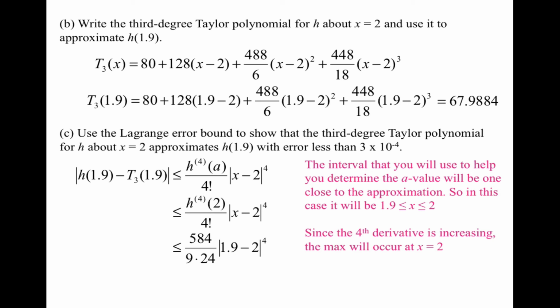And that means I need my fourth derivative at 2 over 9 times 24. I just took out the 4 factorial so I can simplify it more easily. And then after simplifying, I get 2.7 times 10 to the negative 4. And 2.7 times 10 to the negative 4 is less than 3 times 10 to the negative 4.